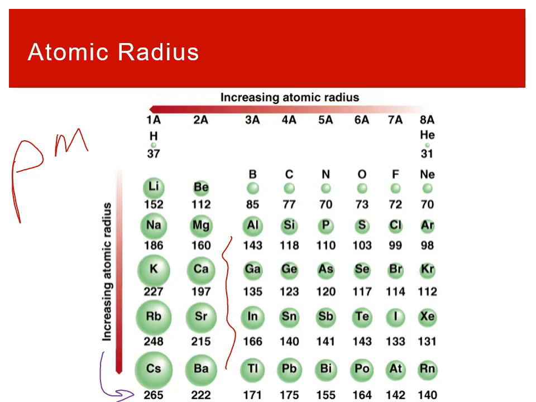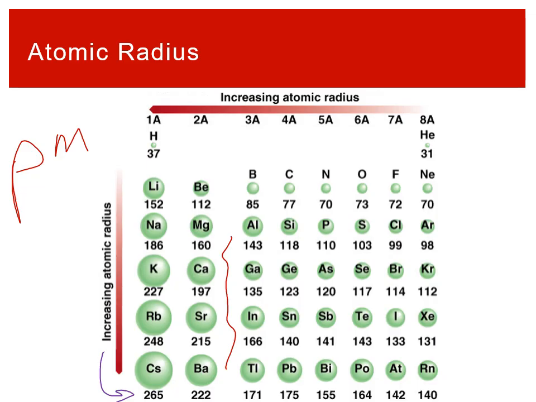But one of the things we can see even with this, helium is only 31 picometers in radius, whereas cesium is 265. So that's much larger. There's almost a full order of magnitude difference in the size of these atoms. And so it really does matter.